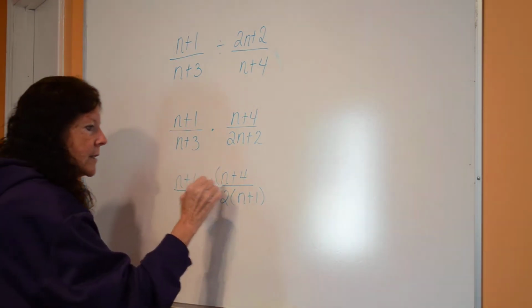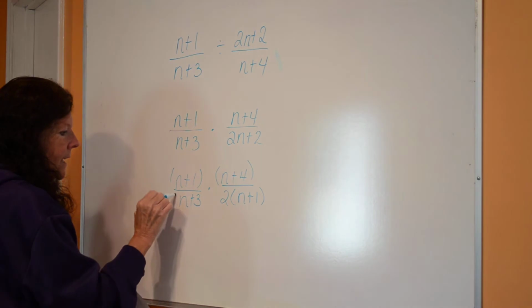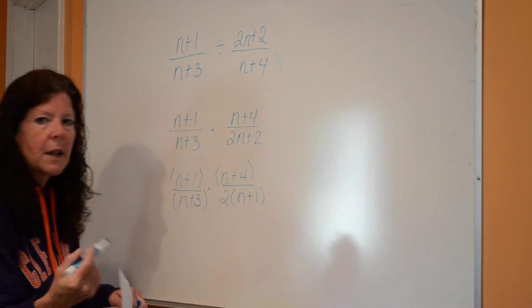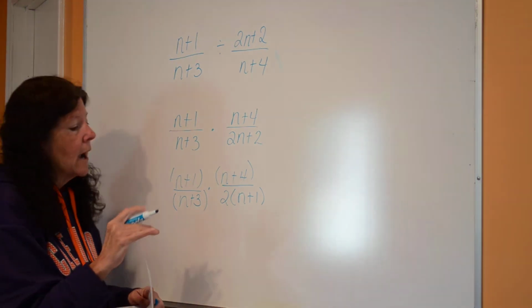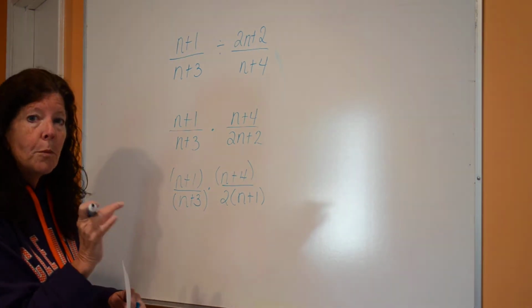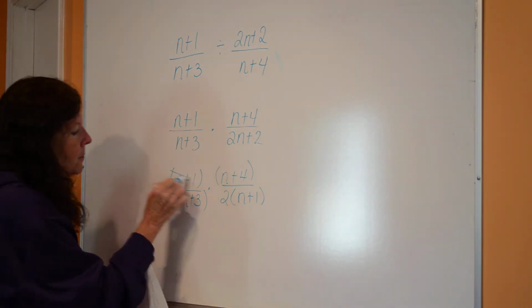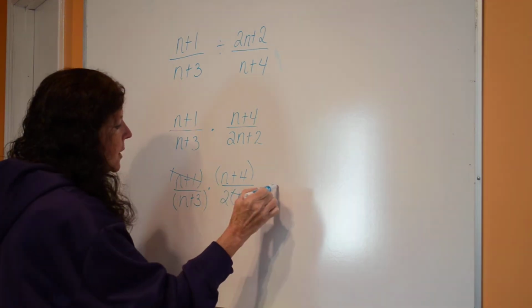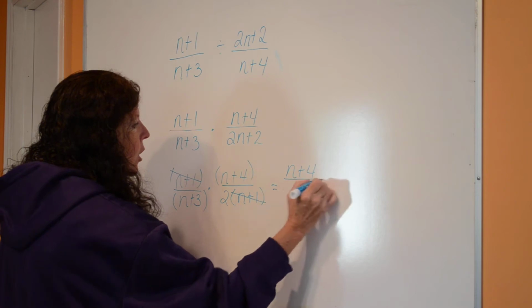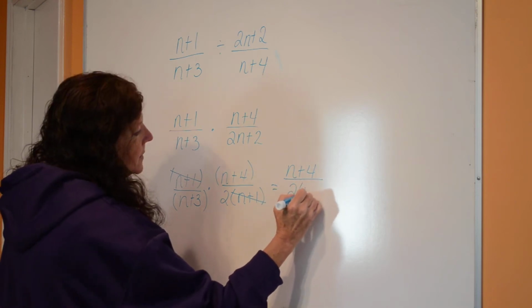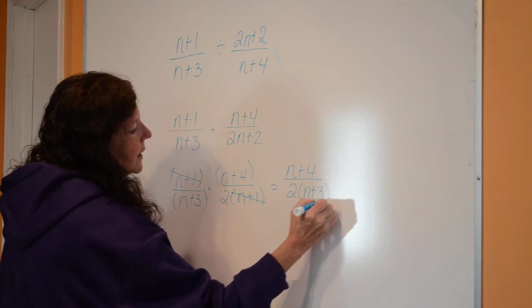Now understand, these are all multiplied together. So remember our rule, once they're all multiplied, then you can reduce down by canceling the whole parenthesis out. So n plus 1 and n plus 1 go away, so you're left with n plus 4 over 2 times n plus 3.